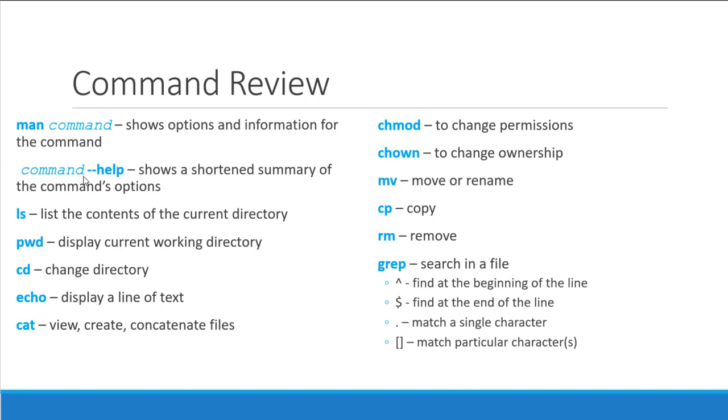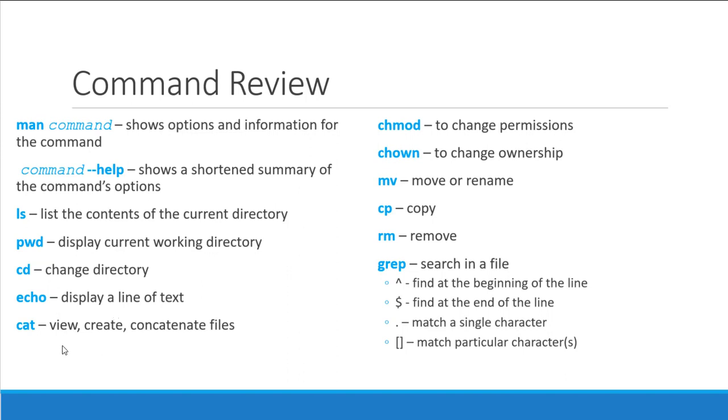Now if I list the command first and do a space dash dash help, it's going to show a shortened summary of the command's options. So again, if I stick with my ls example, I would type ls space dash dash help, and I'm just going to see a shortened version of the information I saw using the man command. We have our pwd command, which is going to display the current working directory. Our cd command is the change directory command, and we'll use different options with the cd command. Echo displays a line of text, and we'll also use echo to put that text into a file, and specifically for us it's going to be a shell script.